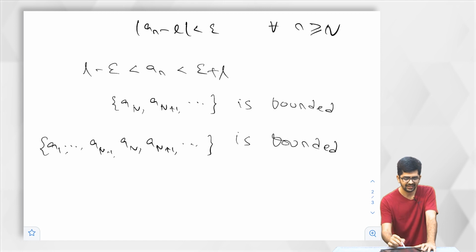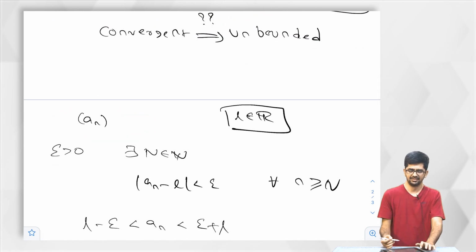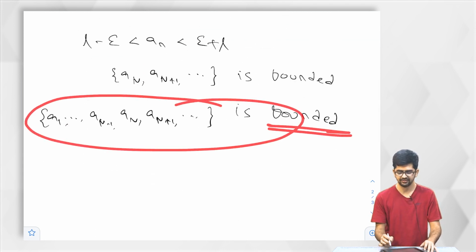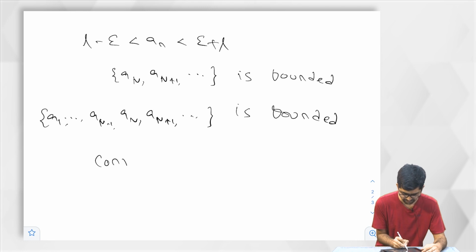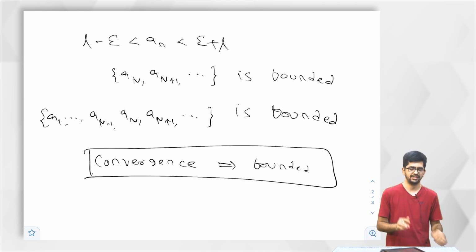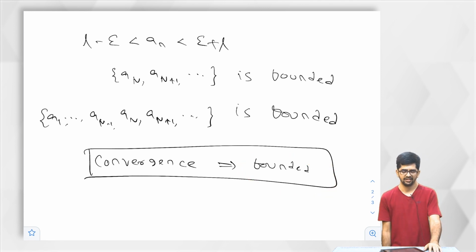So what did we observe here? If I am starting with a convergent sequence, it turns out that that sequence is a bounded sequence. So let me write down that here: convergence implies boundedness. This is what we have seen just now. So let us ask the other question also. Suppose it is a bounded sequence, maybe we might be able to just trace back this and might get convergence, we do not really know.